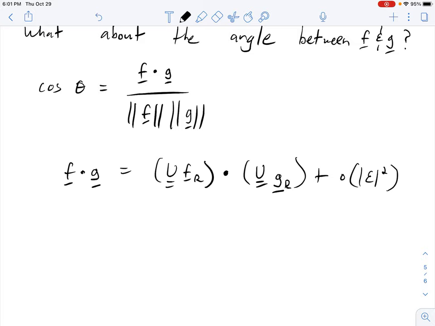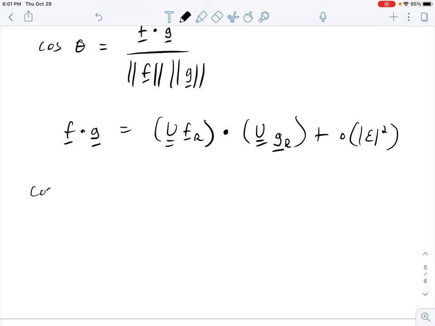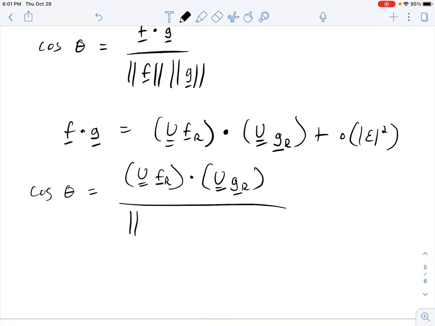All right, so we also have that the magnitude of F is the same as the magnitude of UFR, and the magnitude of G is the magnitude of UGR. So cosine theta is equal to UFR dot UGR over the magnitude of UFR, magnitude of UGR. We're going to make that one more definitively a U.